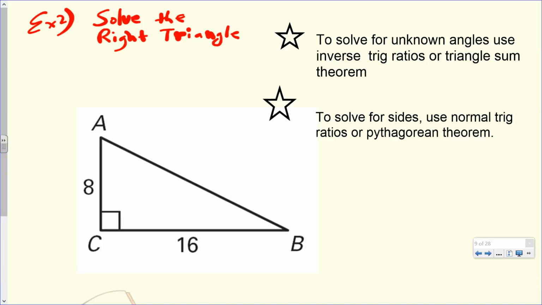When I say solve the right triangle, what that means is find all angles and sides. The whole shebang. The whole enchilada. I want every side. I want every angle.